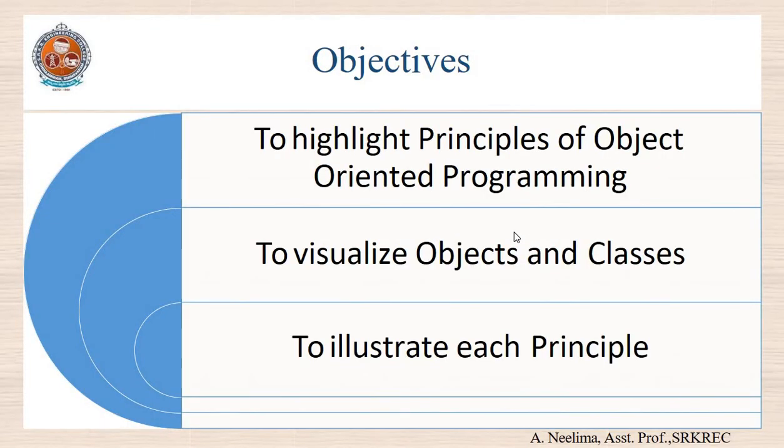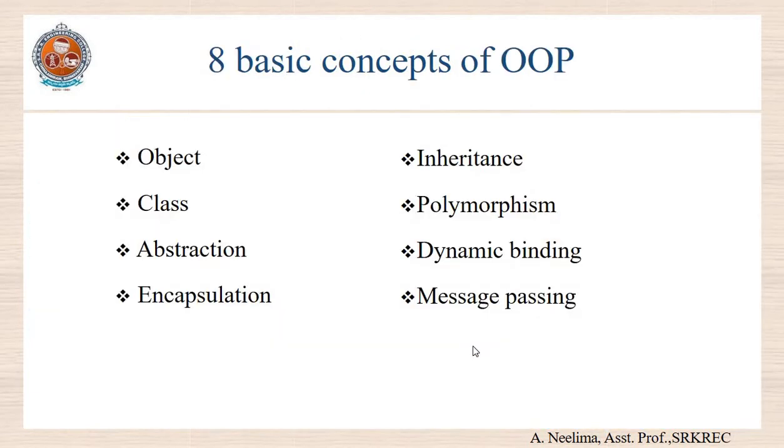The objective of this lecture is to highlight the principles of object-oriented programming, to visualize what an object and a class are, and to illustrate each principle of object-oriented programming. We have 8 basic concepts of object-oriented programming. First one is object, class, abstraction, encapsulation, inheritance, polymorphism, dynamic binding, message passing. We will discuss each concept.